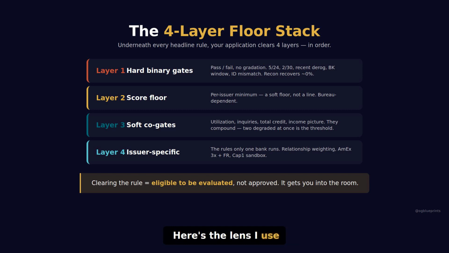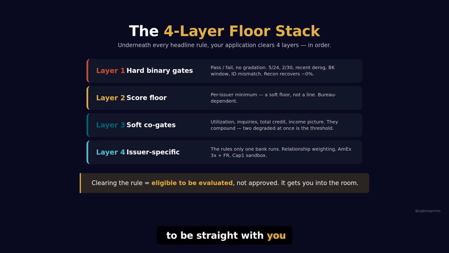Here's the lens I use. Underneath every prime issuer's headline rule, there's a 4-layer stack. Layer 1 is the hard binary gates. Pass or fail. No gradation. No negotiating. Layer 2 is the score floor. Layer 3 is the soft code gates. Utilization, inquiries, your income picture, your total credit, all the stuff that compounds. And layer 4 is the issuer-specific code gates. The weird rules that only one bank runs.